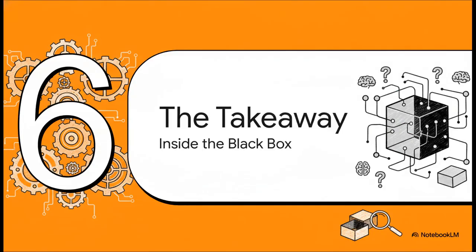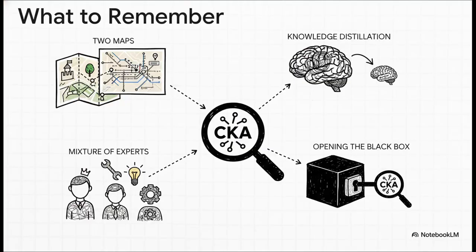So let's pull all of this together. Why does having a tool like CKA to peek inside this AI black box actually matter so much? If you take anything away from this, let it be these key points. First, CKA is all about comparing the internal structure, not just the final answers. Always remember those two city maps. Second, this isn't just theory. It has real, practical uses for building better AI, whether that's through knowledge distillation or managing teams of experts.